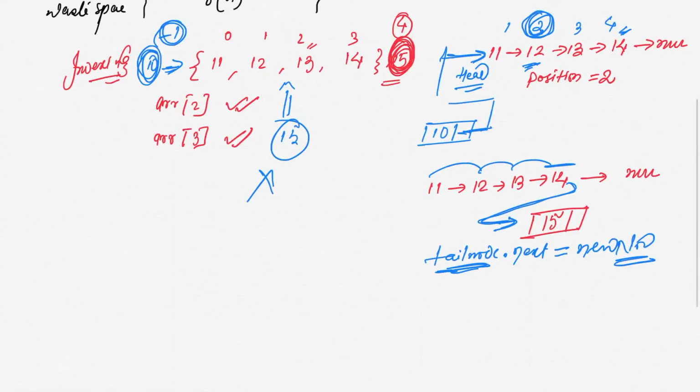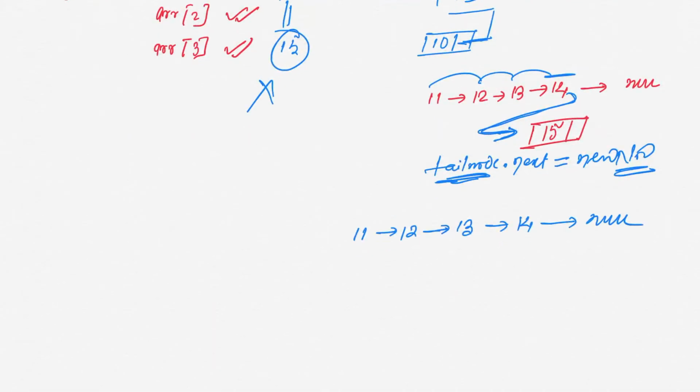contiguous in memory. So suppose we are given 11, 12, 13, 14, and then null. And I want to add one new node. Suppose I created one node, 16, and I want to add it at position 2. What I can do is make the second node point to the new node, and the new node will point to the next node, and that is all.